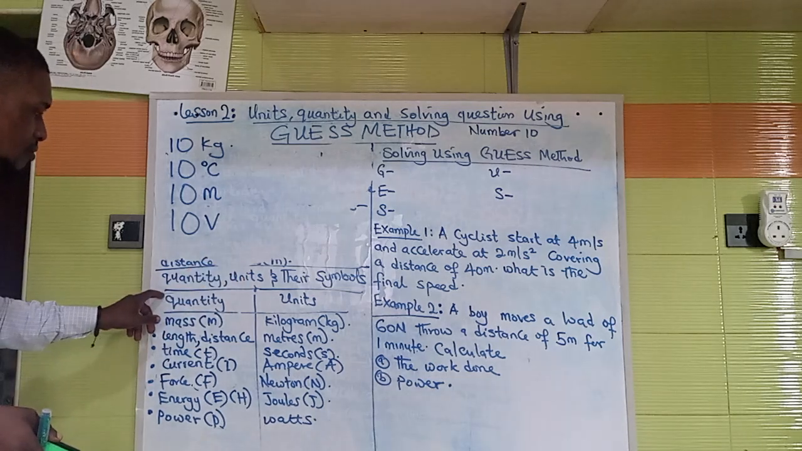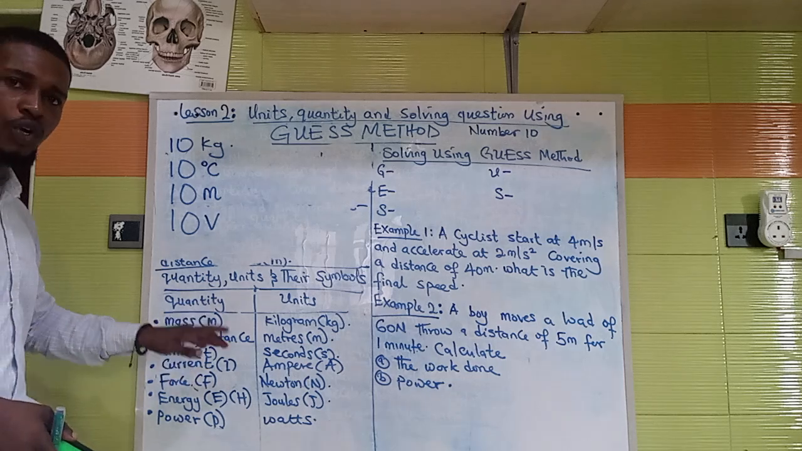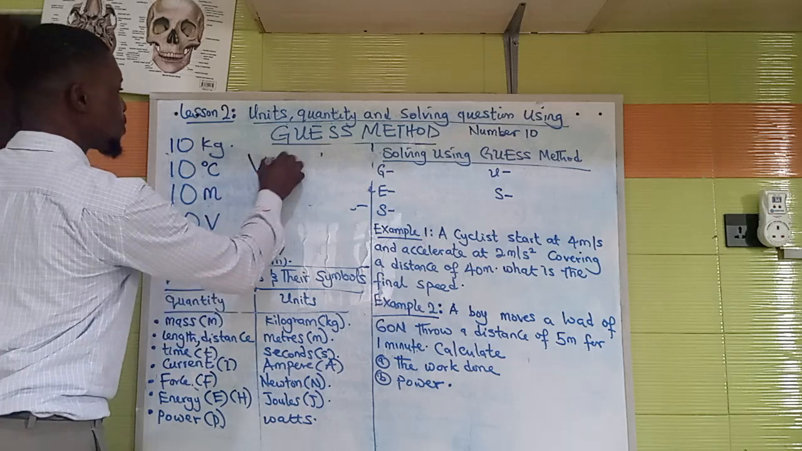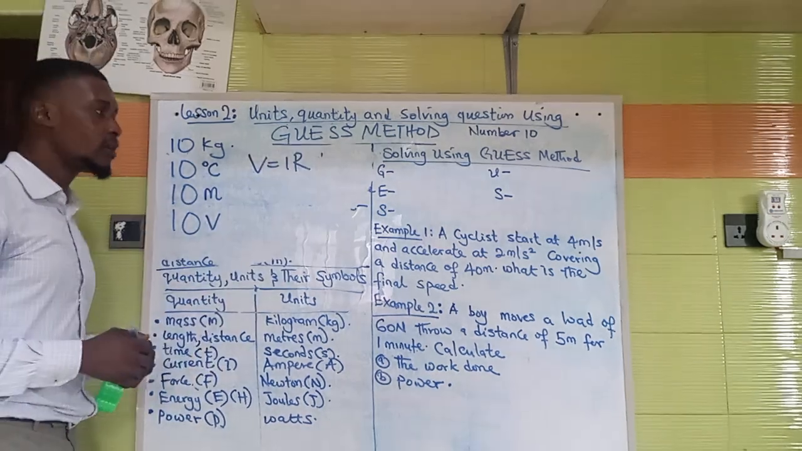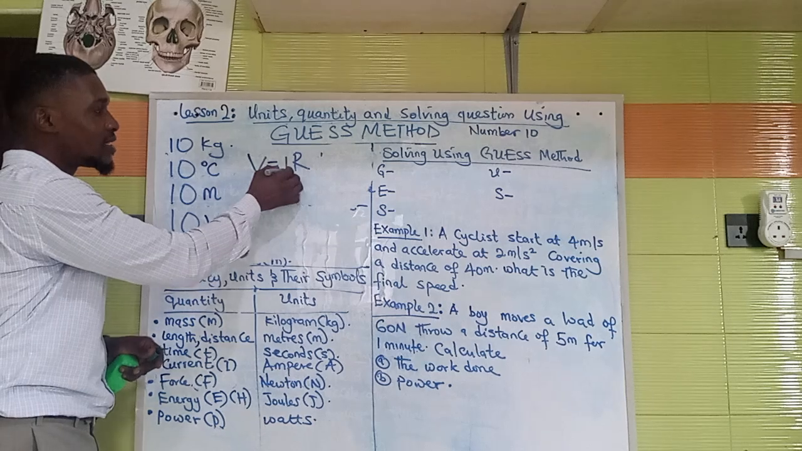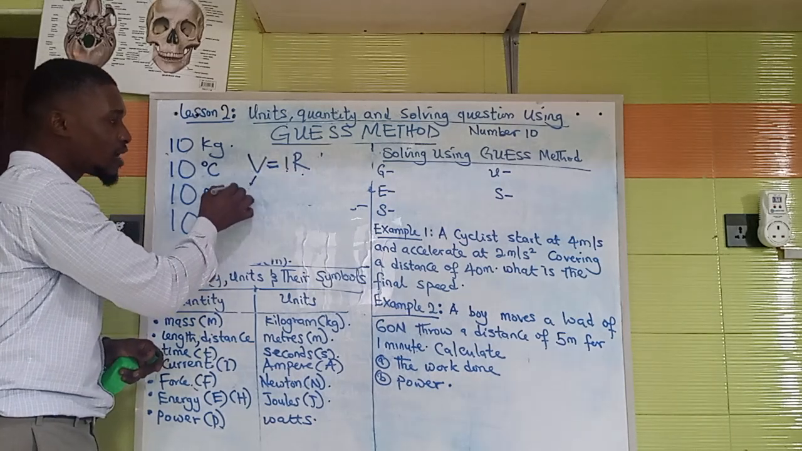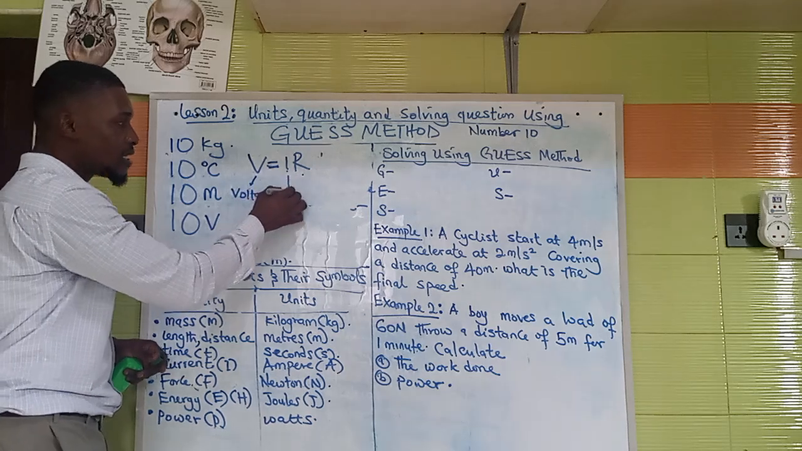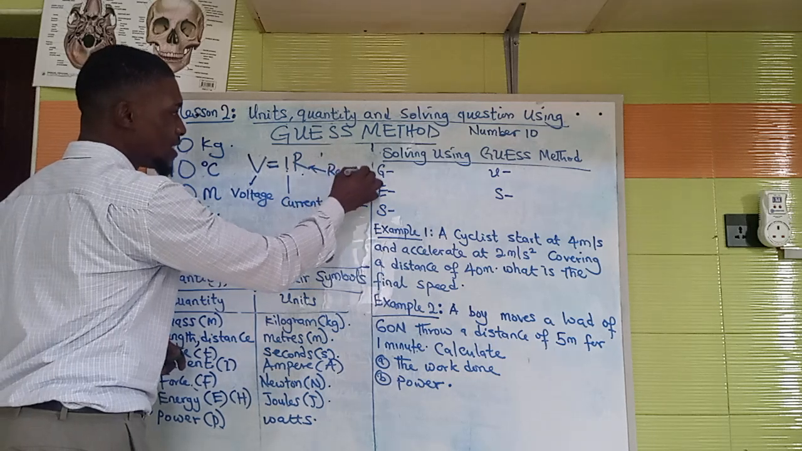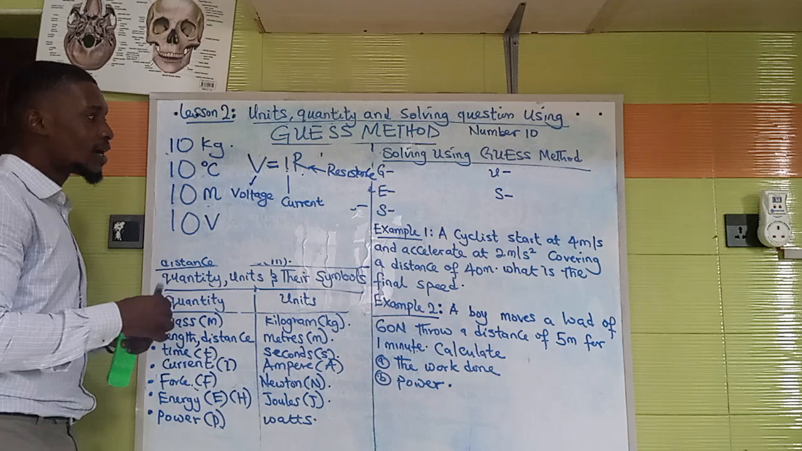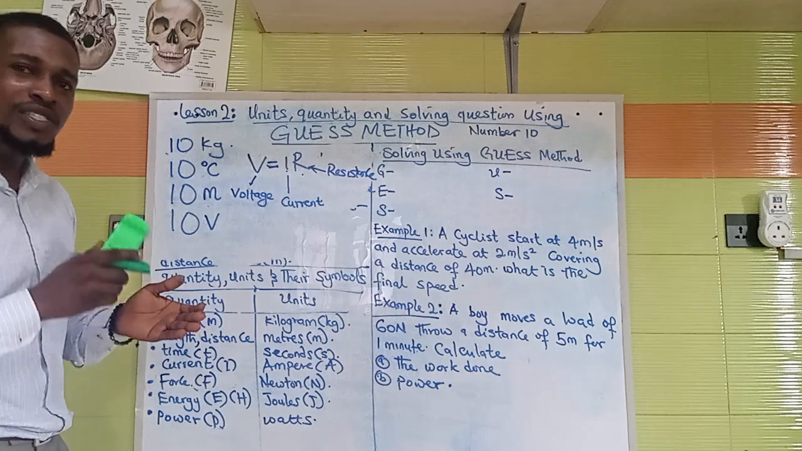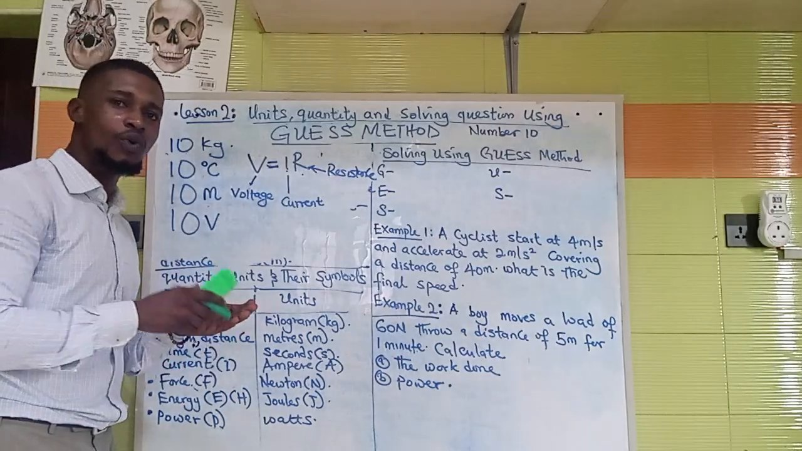The symbols of the quantity are majorly used in formulas. For example, let's say I have V equals IR. In V equals IR, the V here is a symbol, the I is a symbol, the R is a symbol. Now this V stands for voltage, the I stands for current, and the R stands for resistance. So you can see that in the formula, we didn't use the full names, we used just the symbols. That is why you must know the symbols for the units and the quantity.